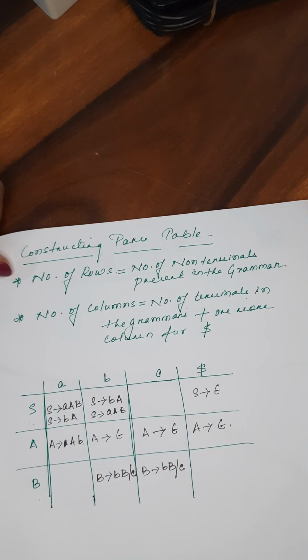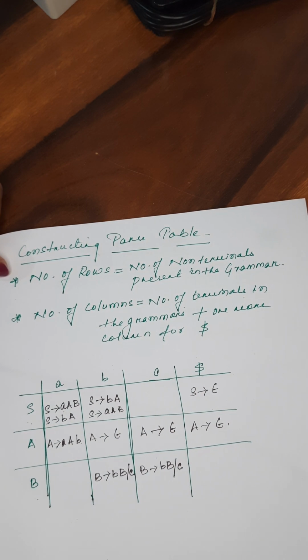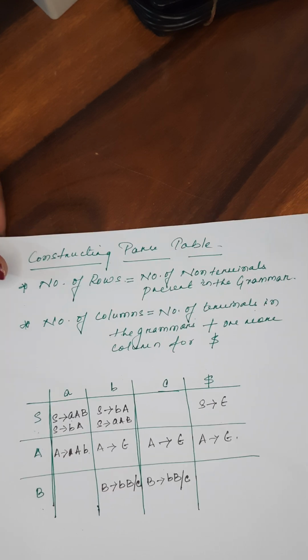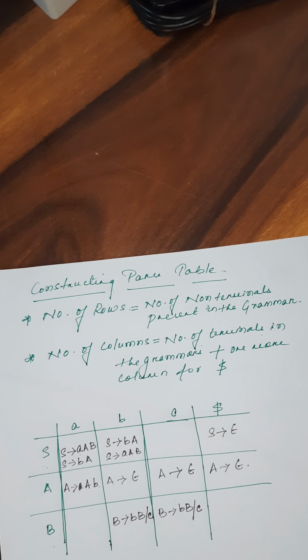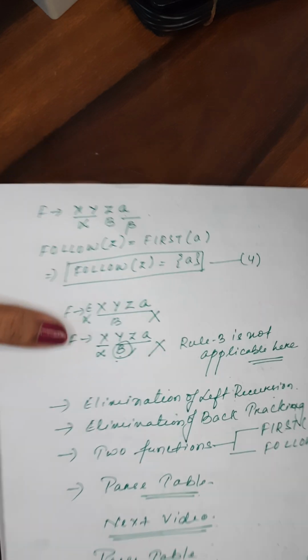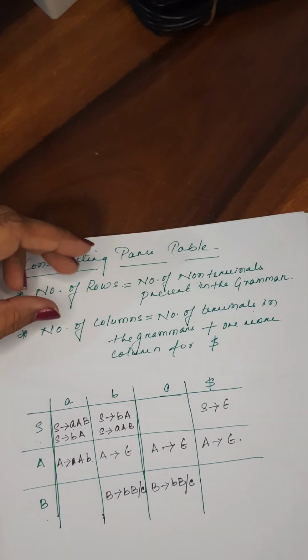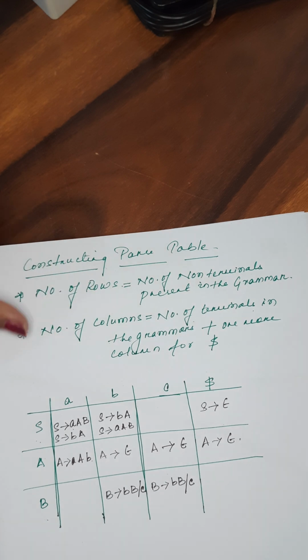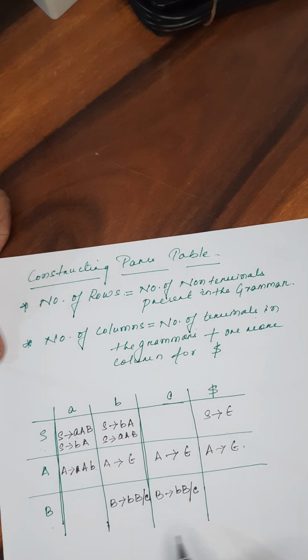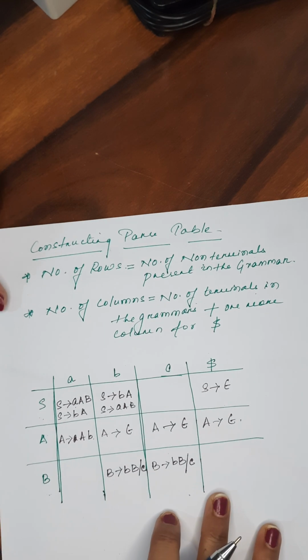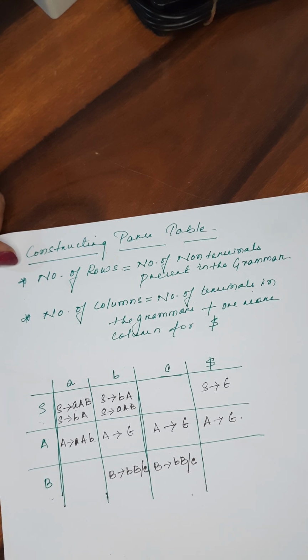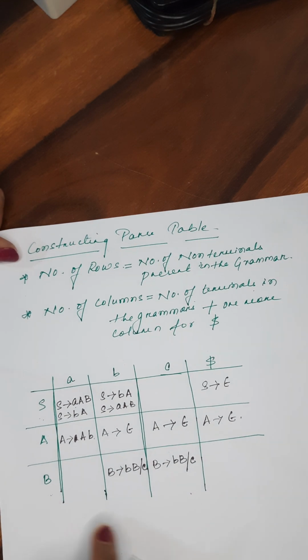Now, in my previous lecture, I told you what you have to find out. You have to find out whether the grammar is LL1 or not. I told you we have to find out while constructing the parse table whether the grammar is LL1 or not. Now, what do you mean by LL1? While you construct a predictive parser, the grammar that we form is called LL grammar. Left to right.